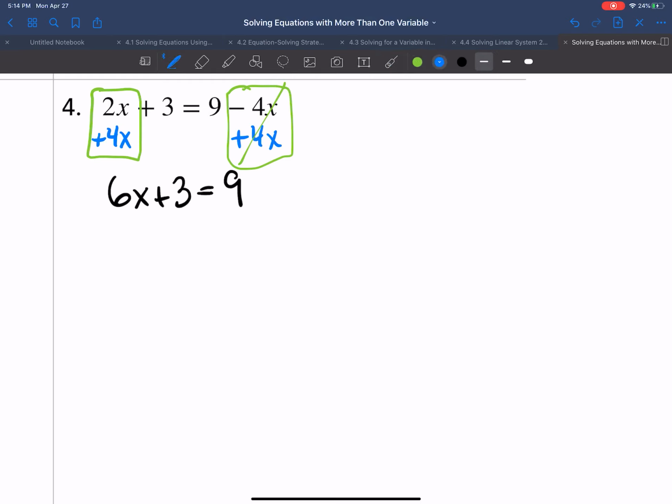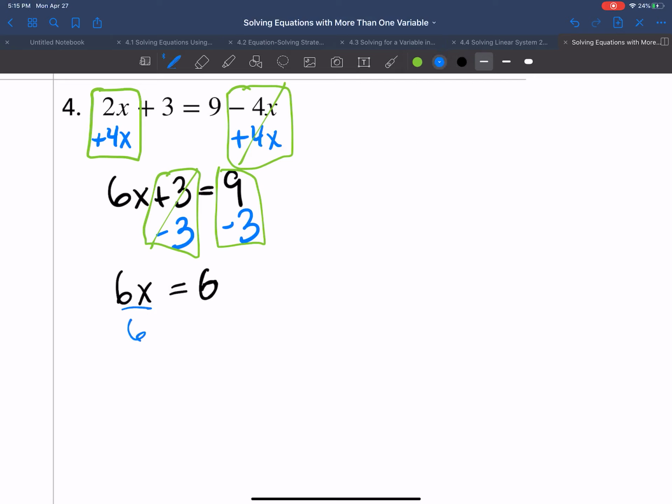Now I can do BEDMAS in reverse. I'm going to get rid of the positive 3 by subtracting 3. Do the opposite operation. So now I have 6x. Positive 3 and negative 3 is 0. It's gone. It's equal to 9 minus 3 is 6. And then I need to get rid of the 6. So 6 is multiplying with x. The opposite of that would be to divide by 6. Cancels out. X is equal to 1.